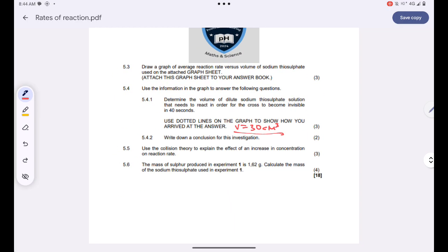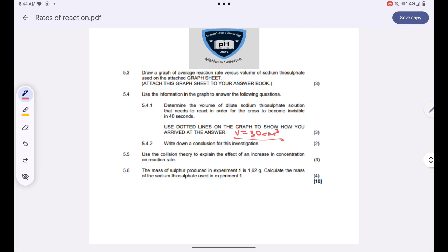Use the collision theory to explain the effects of an increase in concentration on the rate of reaction. Okay, once you increase the concentration, guys, you will have more particles added in the solution, and hence there will be more effective collisions, and that's why the rate of reaction will definitely increase. An increase in concentration will increase the number of particles in the reaction, and hence will end up having more effective collisions, and that's why the rate of reaction will increase.